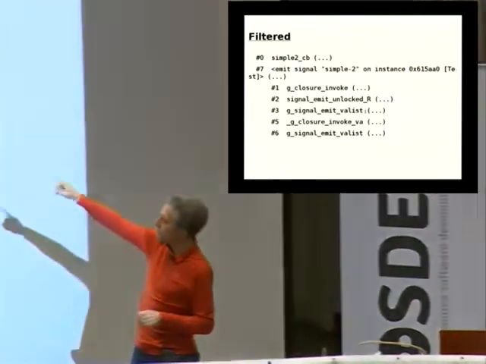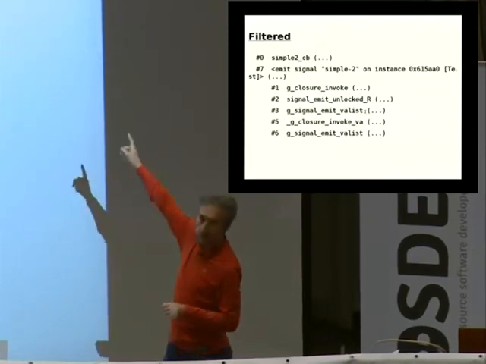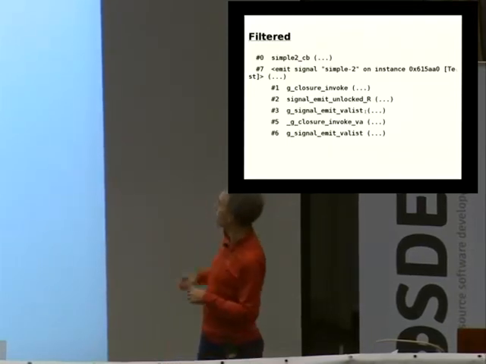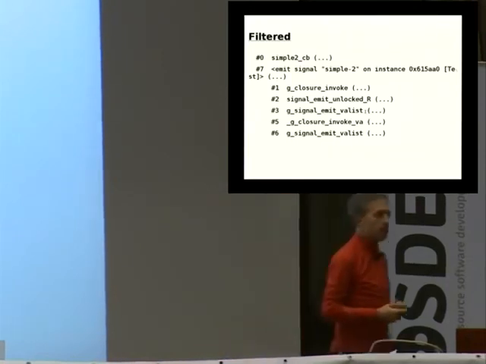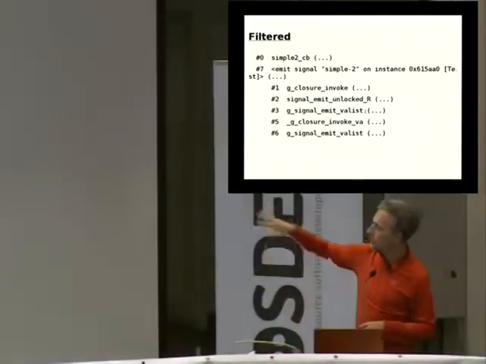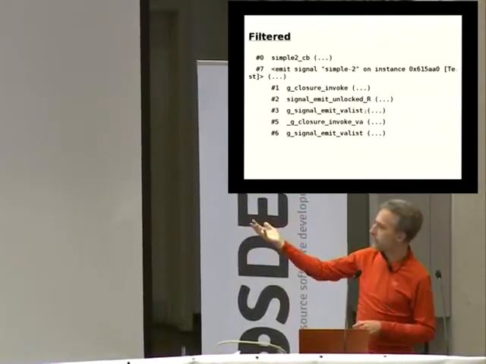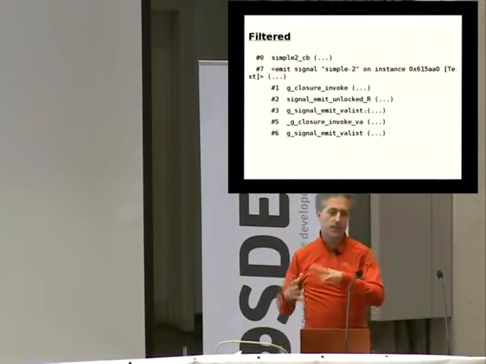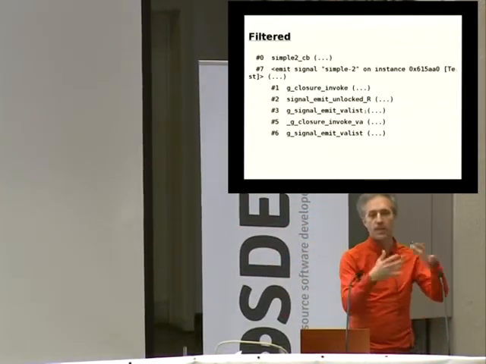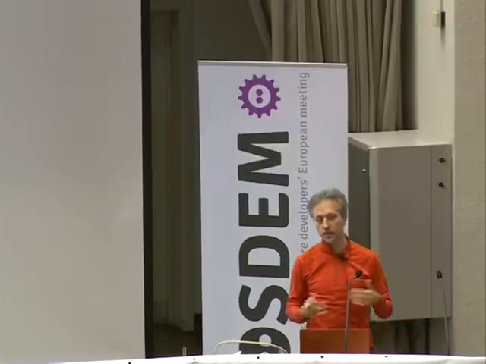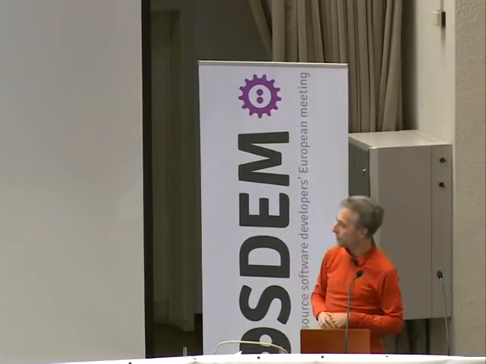It says emit signal, the name of the signal on the object it's being emitted on, and then in brackets there, I think that's the class name of the particular object. And then you can see the rest of the frames are indented. This says these frames, conceptually make up this frame. They're an implementation detail of this thing that you might be more interested in. Now again, you can turn this off.